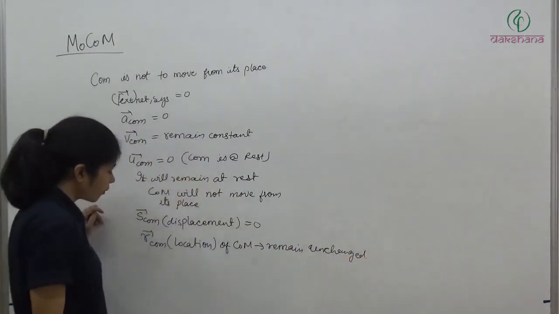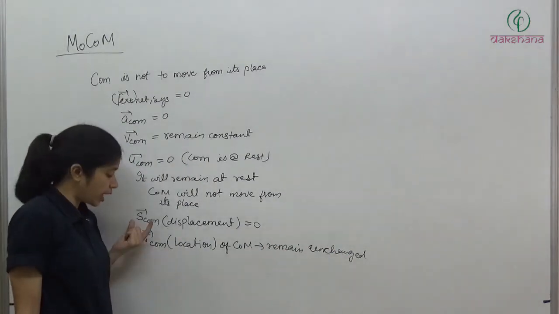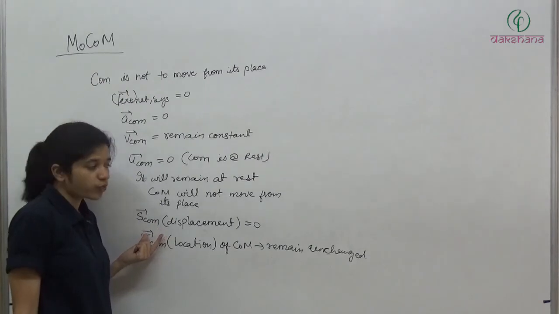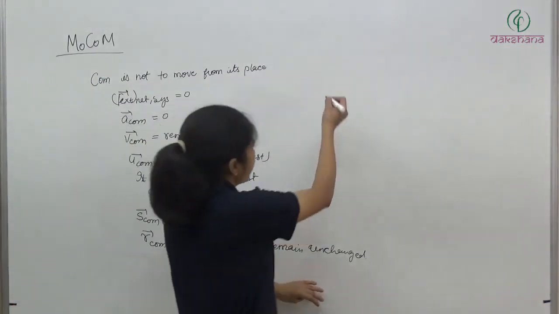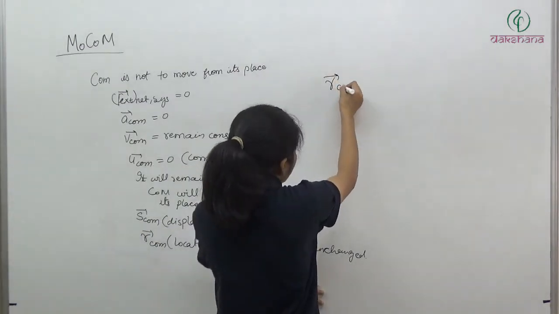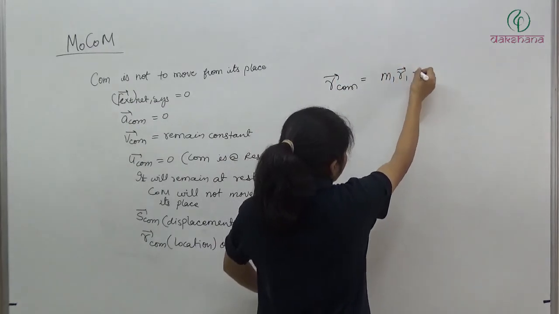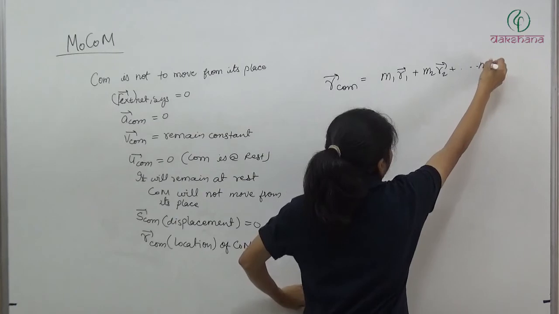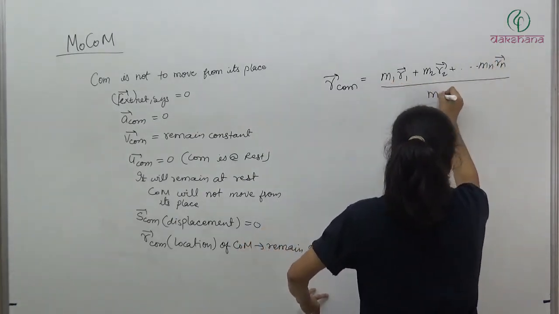क्लियर है? सो हम क्या बोल रहे हैं? लोकेशन ऑफ सेंटर ऑफ मास इज गोइंग टू रिमेन अनचेंज्ड और डिस्प्लेसमेंट ऑफ सेंटर ऑफ मास इज गोइंग टू बी 0. क्लियर है? सो हमारे पास यहाँ क्या था? लोकेशन ऑफ सेंटर ऑफ मास. लोकेशन ऑफ सेंटर ऑफ मास क्या निकालते थे हम? (m1r1 + m2r2 + ... + mnrn) divided by total mass of the system.